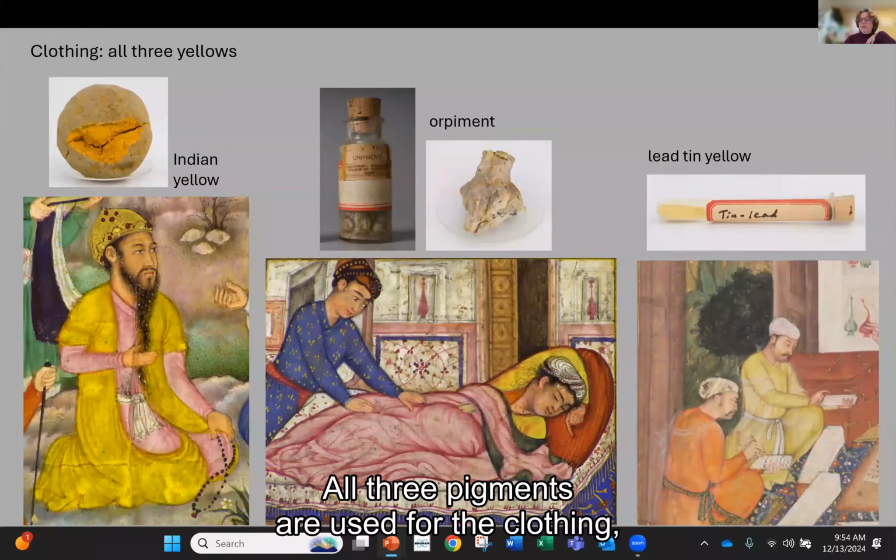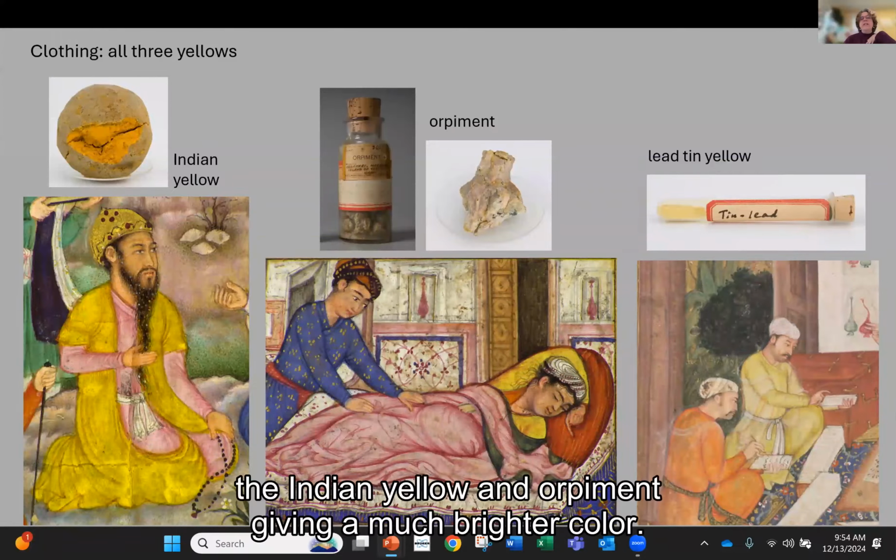All 3 pigments are used for the clothing, the Indian yellow and orpiment giving a much brighter color, and it's very hard to visually see the difference, but it's very clear in ultraviolet light, fortunately. The lead tin yellow is a much lighter sort of yellow. And then orpiment and lead tin yellow are both used in the greens for vegetation and also as highlights in details on plants and trees, whereas Indian yellow, as I mentioned, is not used for this.